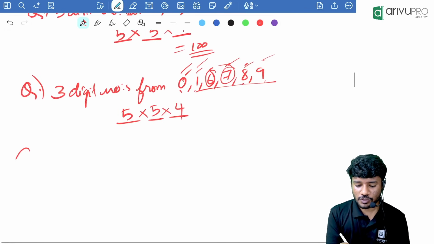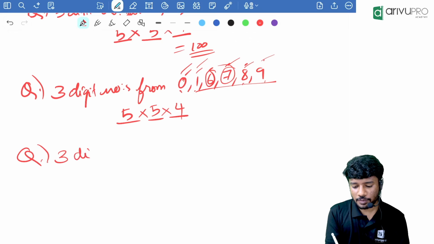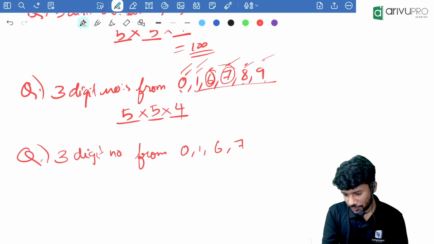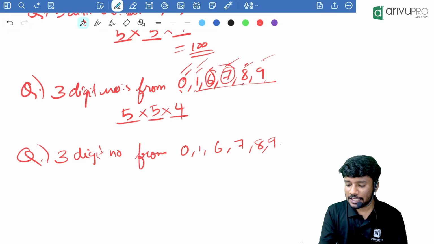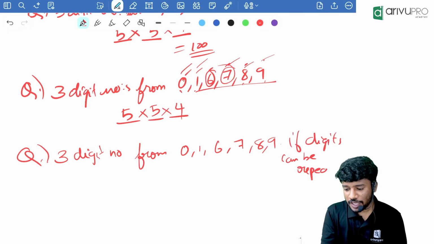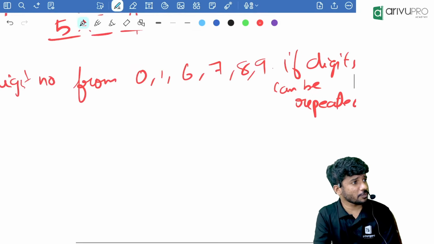Now, one more question. 3-digit number from 0, 1, 6, 7, 8, 9 if digits can be repeated. That also you should see, right? We should see all the possibilities.